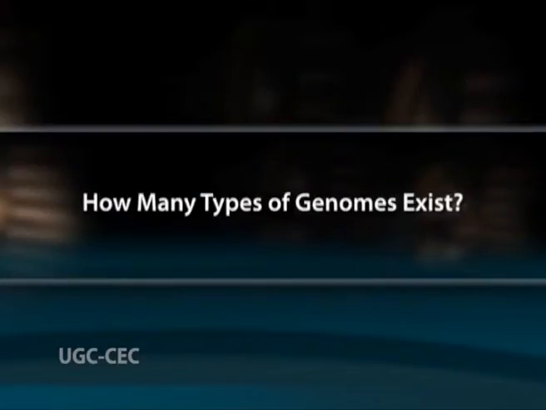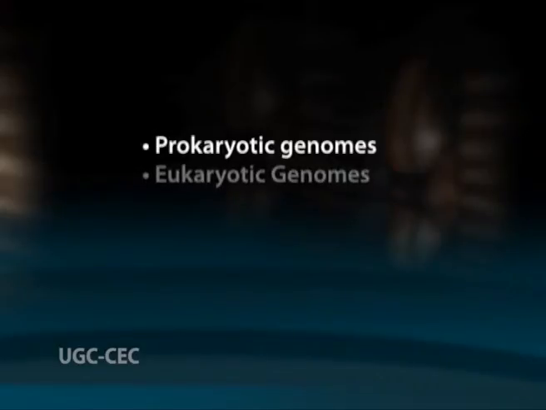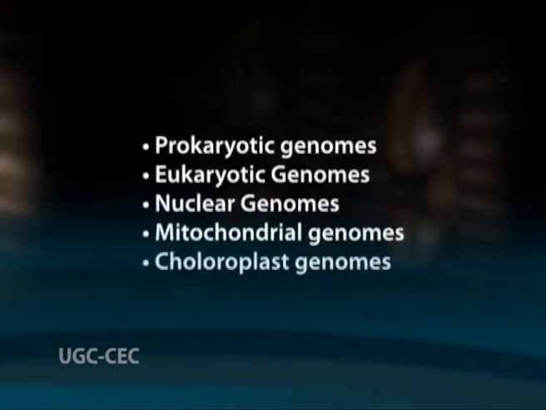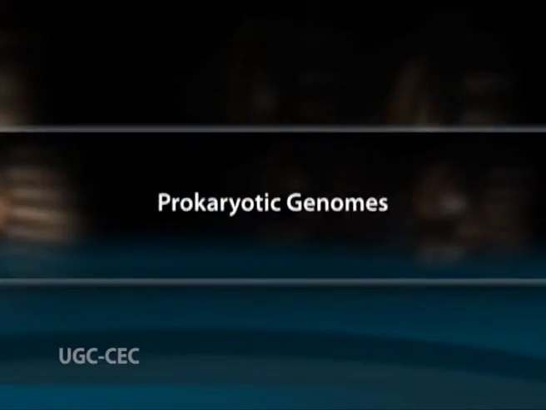How many types of genomes exist? A genome is the genetic material of an organism. It consists of deoxyribonucleic acid or DNA and RNA, ribonucleic acid, in RNA viruses. There are 5 types of genomes: prokaryotic genomes, eukaryotic genomes, nuclear genomes, mitochondrial genomes and chloroplast genomes.